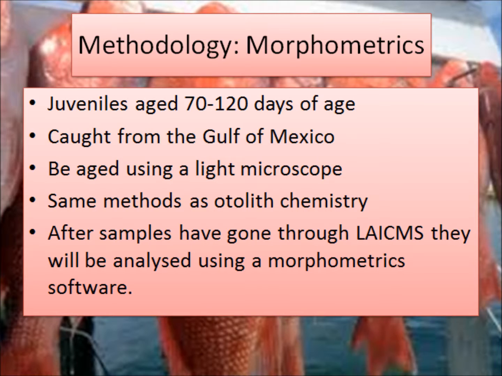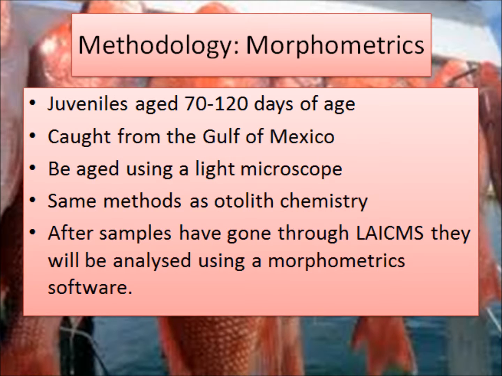So following from the methods of preparing the otolith from above, prior to being placed through the laser ICP-MS machine, otoliths will be put through a light microscope to be aged. The age is identified by counting the number of rings shown on the otolith. Once this has been completed, the otolith will follow the methods as described in the otolith elemental analysis methodology.